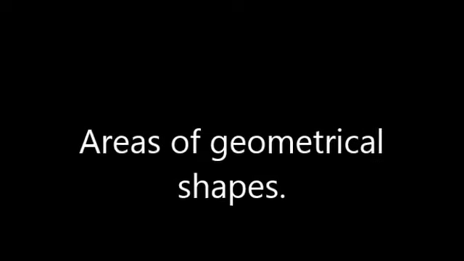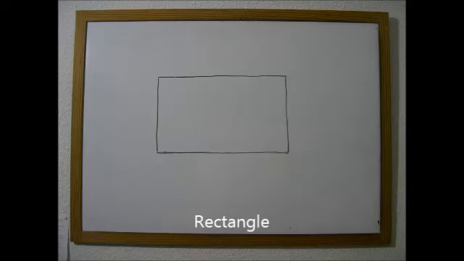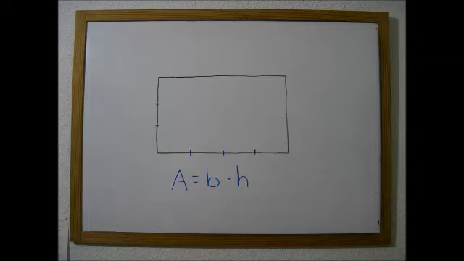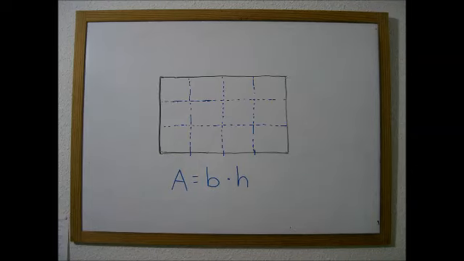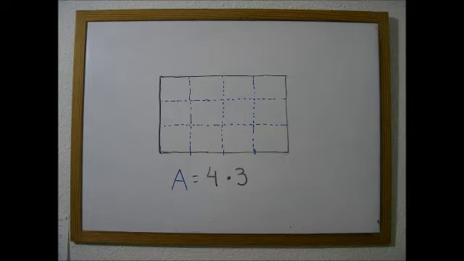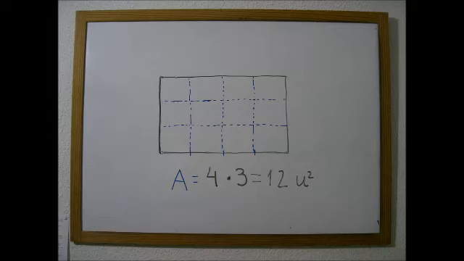Let's see the formulas for the areas of the most common geometrical shapes. The rectangle is the easiest one. Almost by definition, we say the area is base times height because of the very definition of a square unit. As we can see here, we have 4 times 3 units, which gives us 12 square units. So that's the most basic formula, and from this formula we are going to get all the others.